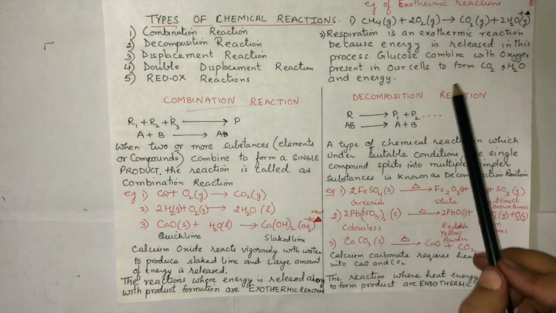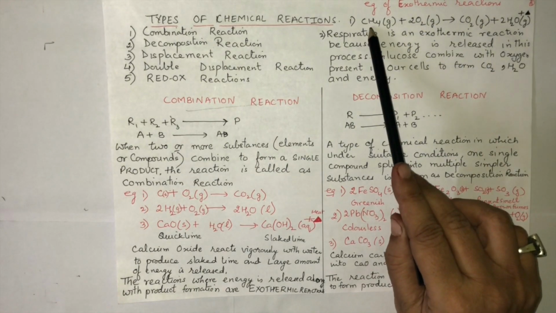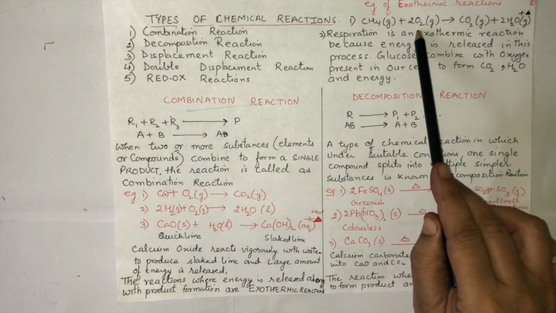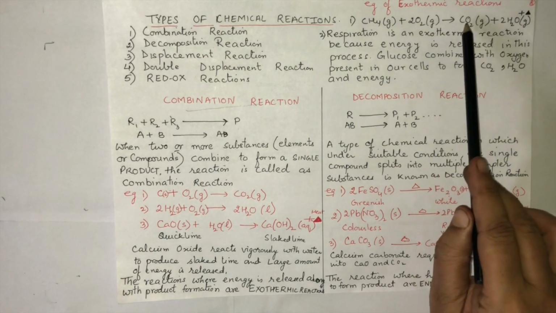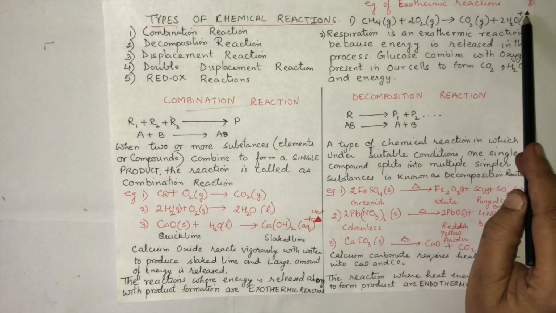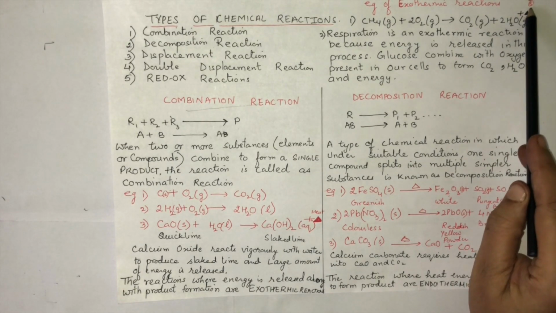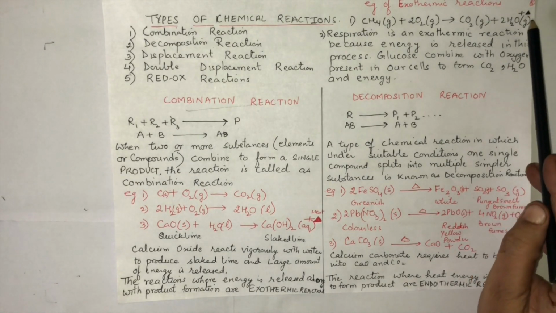Now, if I take more examples of exothermic reactions, when methane gas, CH4, burns in presence of oxygen, this reaction is also called a combustion reaction. It gives carbon dioxide, water, and a large amount of heat is released. This symbol of triangle is the symbol of heat in the reactions.